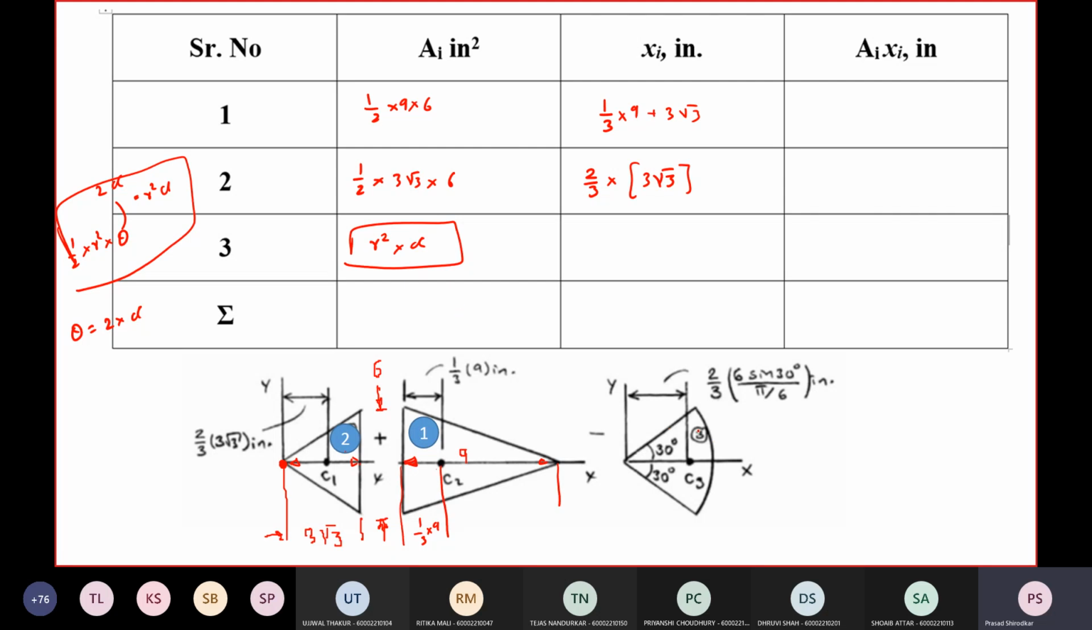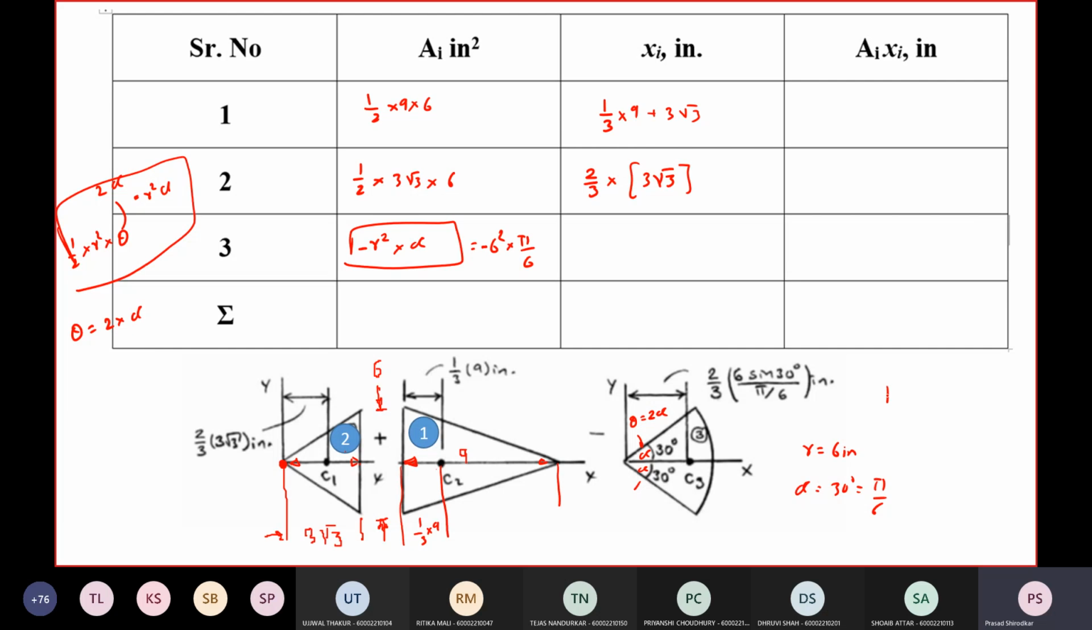Okay, so radius is how much? Radius R is 6 inches. And alpha we already calculated as 30 degrees, and here you have to write it in radians, so it will be pi by 6. So this is 6 square into pi by 6, and this will be negative. I hope the difference between alpha and theta is clear. This is alpha, and this total angle is theta, which is 2 times alpha.